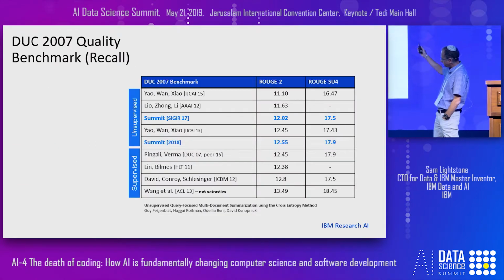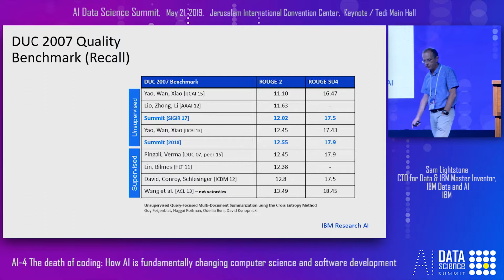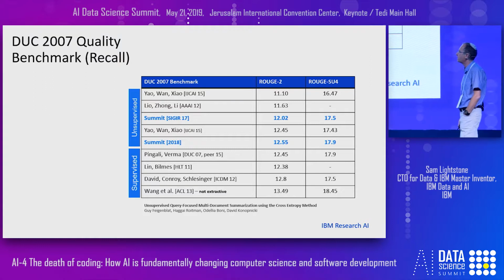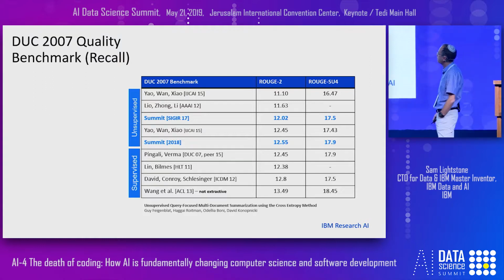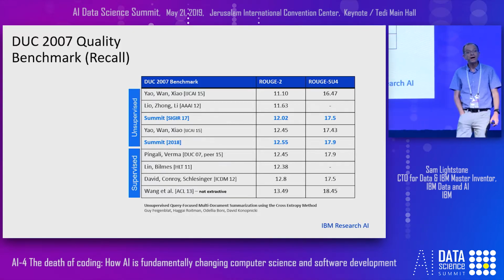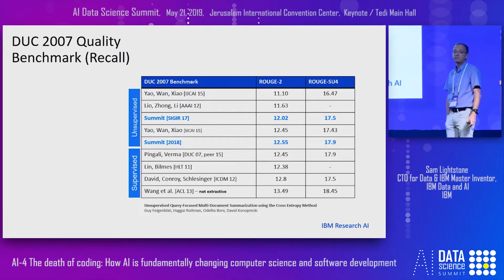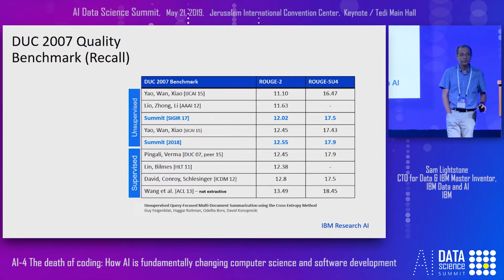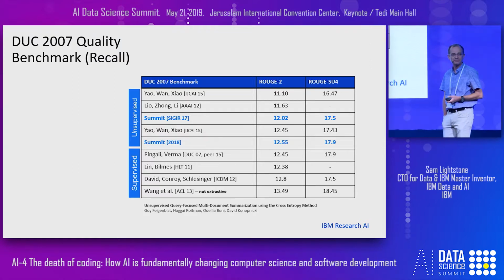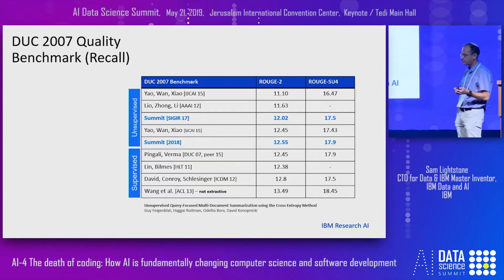Okay, so this is just an example of the results on the DUC 2007 benchmark. As you can see, there are both unsupervised and supervised methods. What is interesting is that with Summit 2018, we are able to get results that are even as good as a lot of supervised methods. In the last few months, using BERT, people have been getting results that are better than that. We are also working on such a system, but this was the result at the beginning of the year.